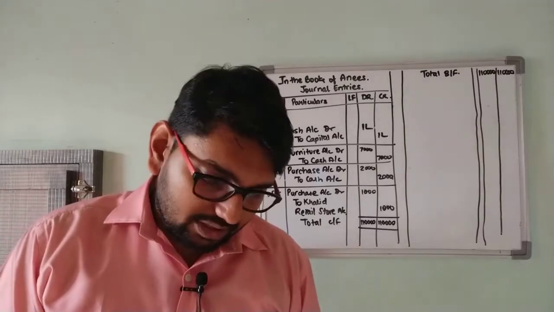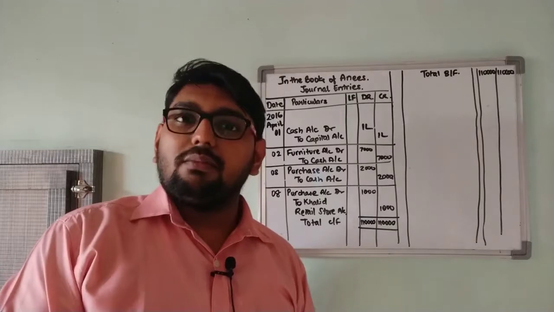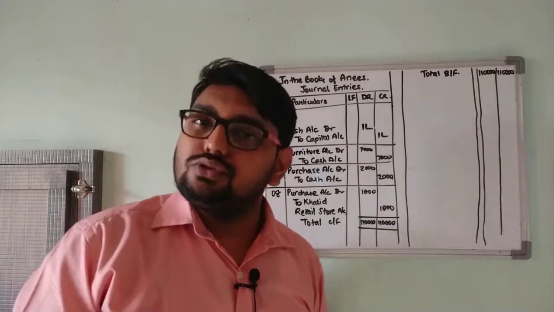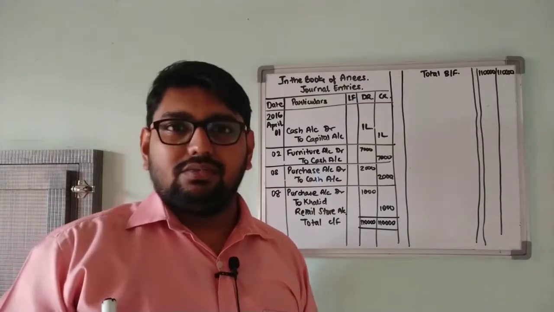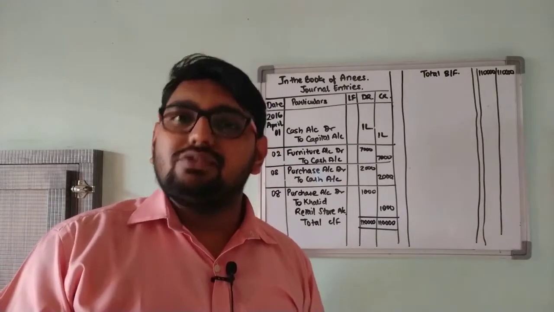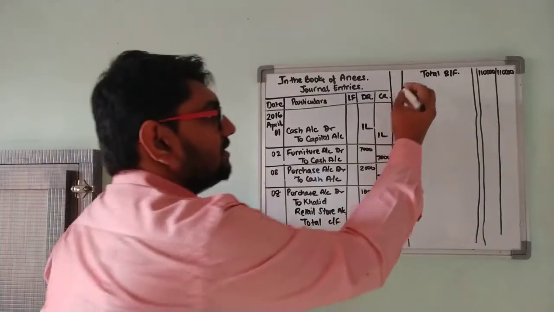Sold goods to Khan Brothers 12,000 and cash sales 5,000. So what am I doing over here? I am selling the goods to Khan Brothers on cash as well as on credit. So I am going to combine this transaction. How? Let us see. Date is 14.